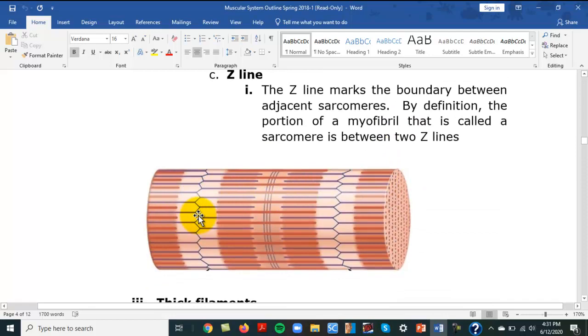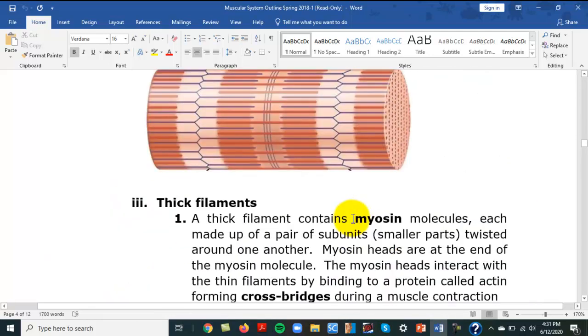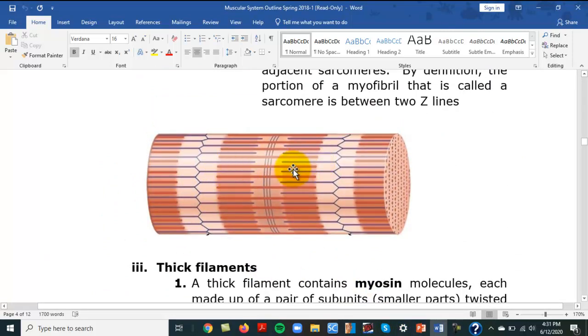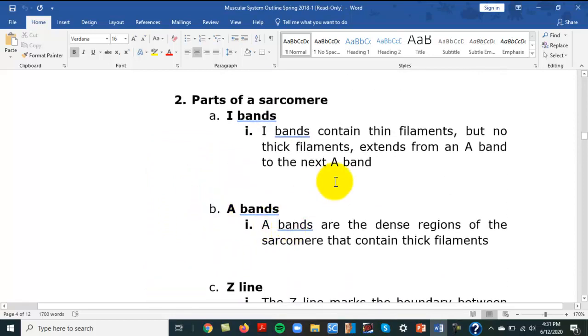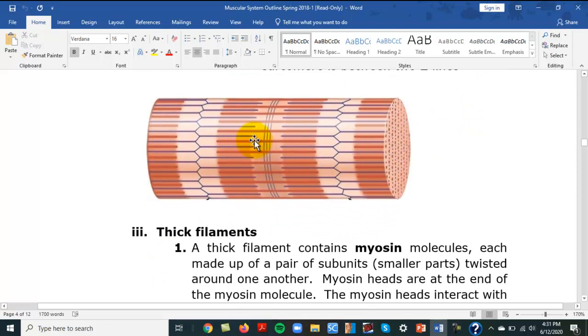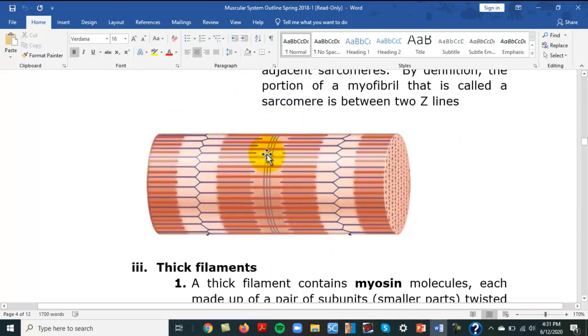That lighter color area is an I-band. The darker area on each side here are the A-bands. So this is the I-band, the lighter area. A-bands are dense regions that contain thick filaments, and you can see them there, the red. These are the A-bands. This is actually something called an M line that goes right down the middle. And then, like I said, these are two Z lines.